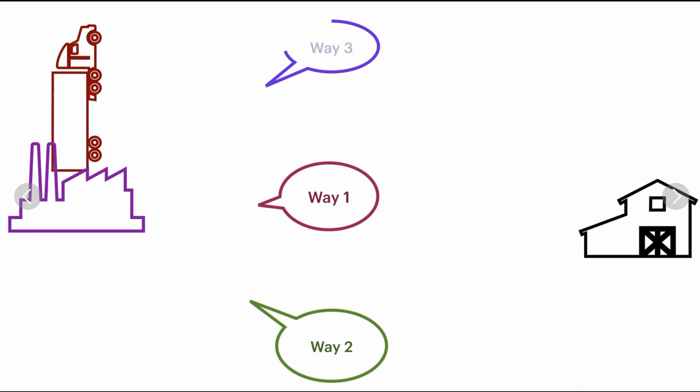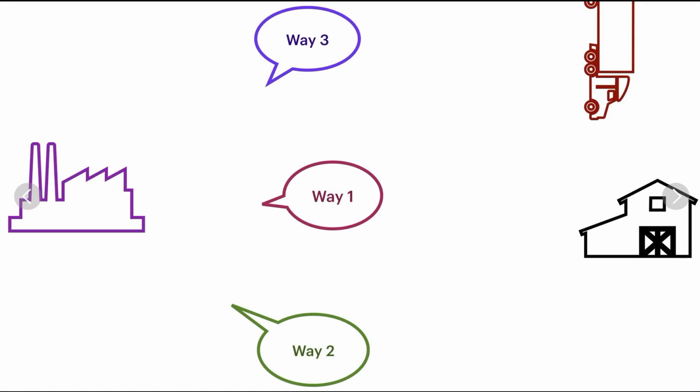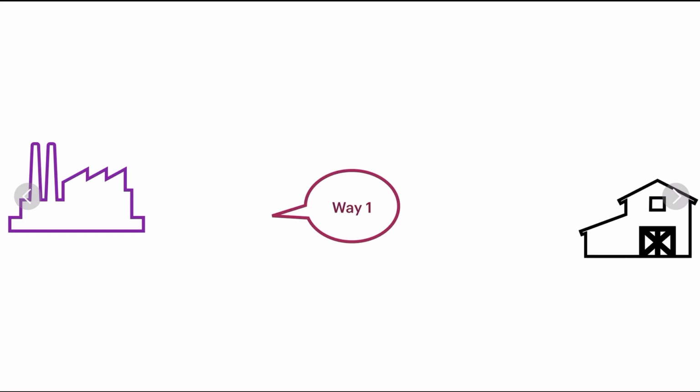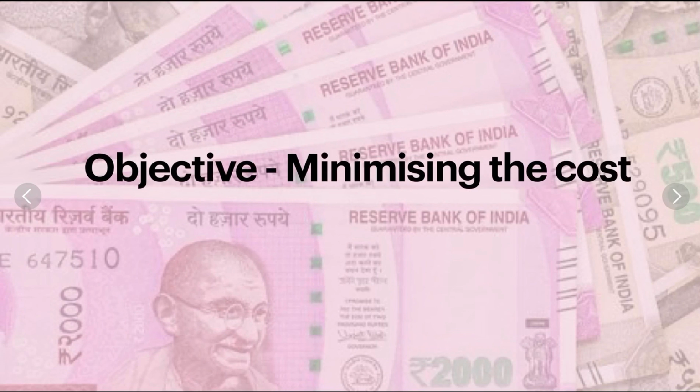Supposing in all the three possible ways, then these are all the combinations. Which way will the company choose? There is a question mark. So now the company may select way 1 because it reduces the time taken to reach the destination as well as the cost. So their main objective is to minimize the cost. So the transportation cost should be minimum.